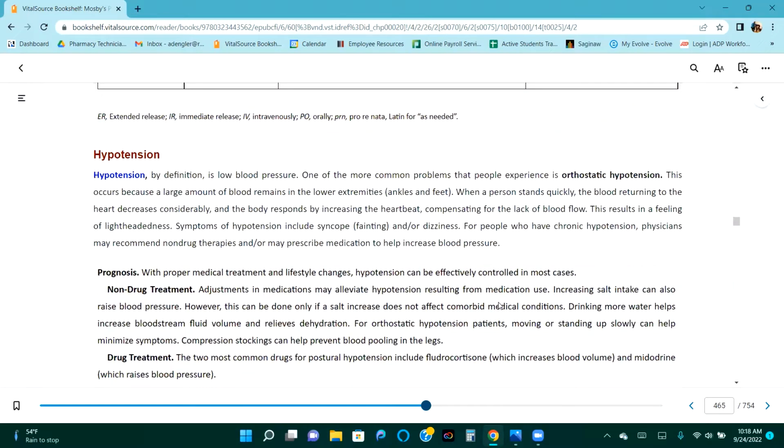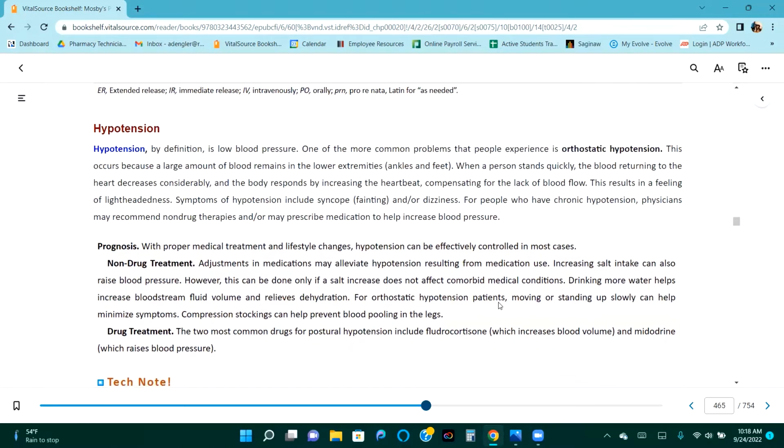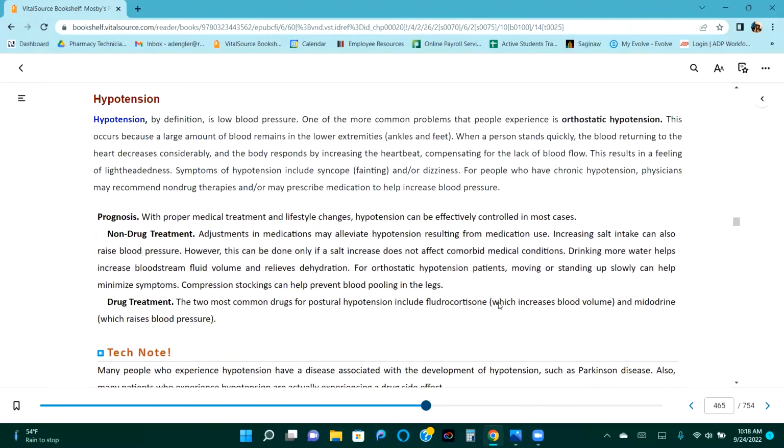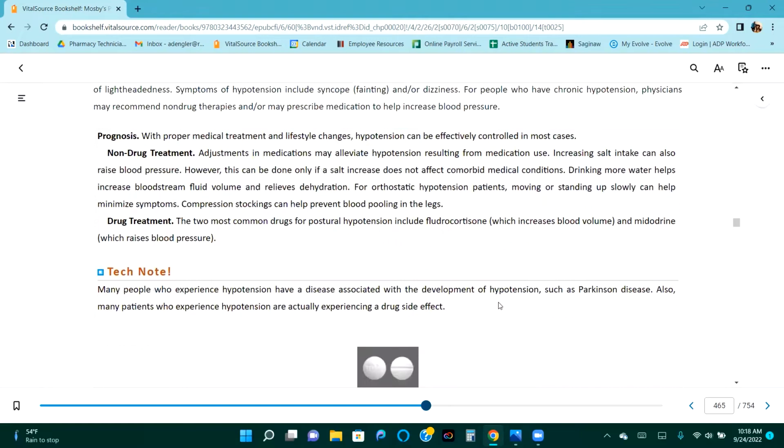Hypotension is low blood pressure. One of the more common problems that people experience is orthostatic hypotension. This occurs because a large amount of blood remains in the lower extremities, the ankles and feet. When a person stands quickly, the blood returning to the heart decreases considerably, and the body responds by increasing the heartbeat, compensating for the lack of blood flow.